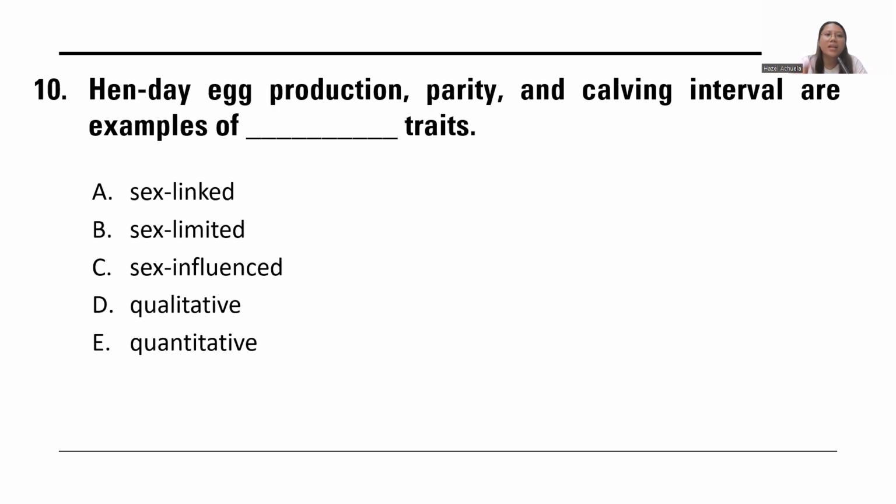Hindi nyo ba napapansin na yung hen-day egg production, parity, and calving interval ay na-observe lang natin, na-measure lang natin sa females? So, ano yung description ko kanina or ano yung terminology ulit kanina na sinabi ko to refer to the trait na express lang sa isang sex? That is, sex-limited. Yung mga traits na na-express lang sa babae or na-express lang sa lalaki, we call that sex-limited traits.